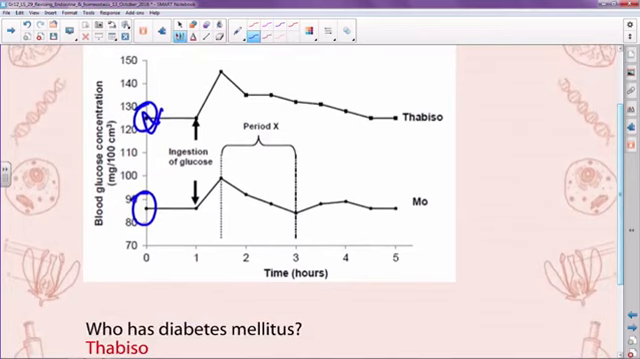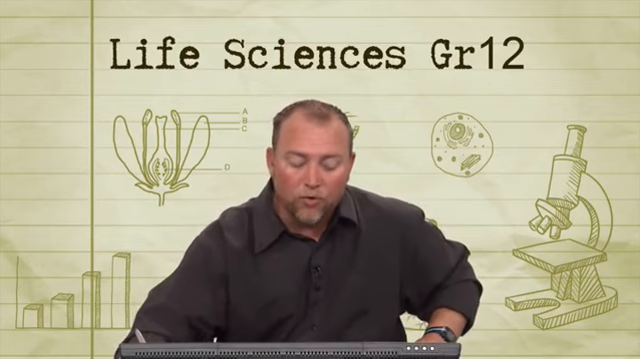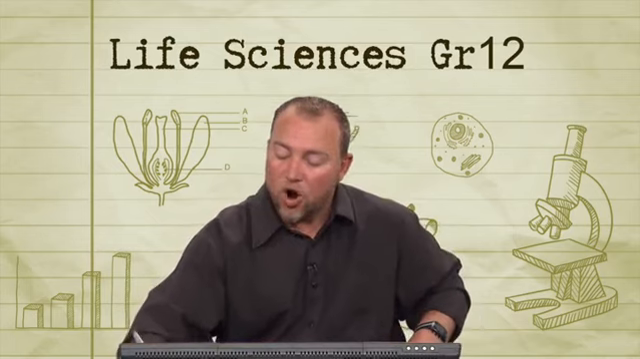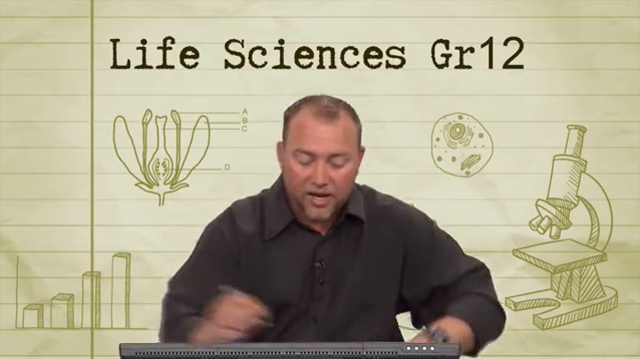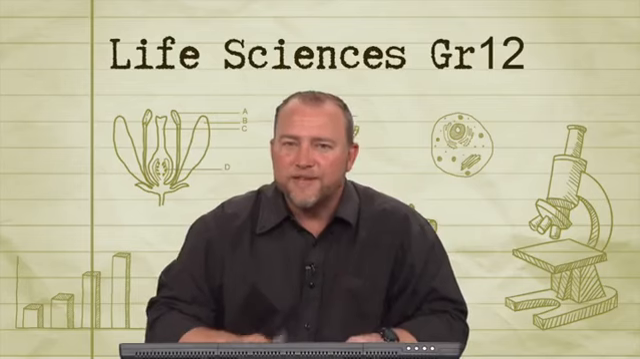So he has it. And why would you say that? Exactly like I said. First of all, he starts off, his glucose levels are a lot higher than the normal range. That's the first one. The second thing is it takes longer for his glucose levels to come down to its original level. So that's the whole point. Okay, there are the two facts. You can see it on the paper. So everything is fine.